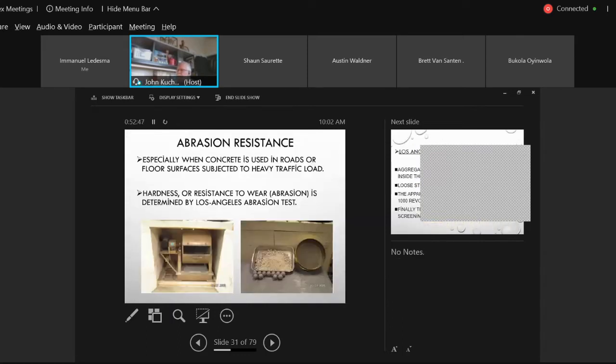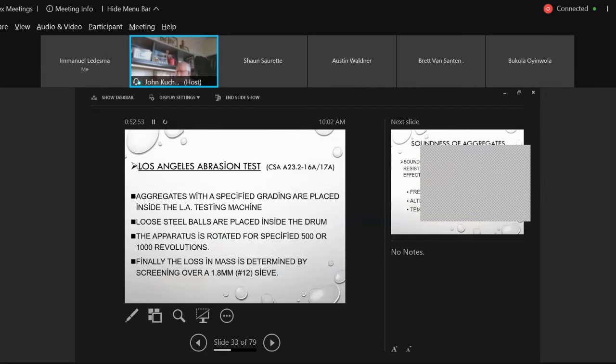Abrasion resistance, a couple of tests that you do here. LA abrasion test. I'm not going to go through it. And some of the limits the CSA has. Again, when you're testing that aggregate for abrasion, it has to have a certain amount of loss, a certain amount of wear. CSA has limits for that.